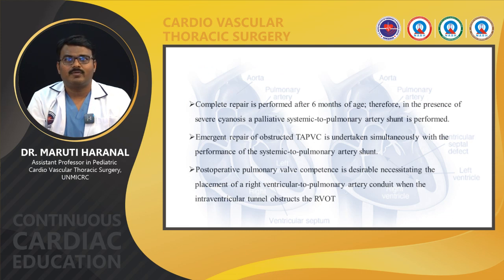Complete repair is performed after 6 months of age. Therefore, in the presence of severe cyanosis, a palliative systemic to pulmonary shunt is performed. Emergent repair of the obstructed TAPVC is undertaken simultaneously with the shunt procedure. Postoperative pulmonary valve competency is desirable in these patients, necessitating the placement of a right ventricular to pulmonary artery conduit when the intraventricular tunnel obstructs the RVOT.